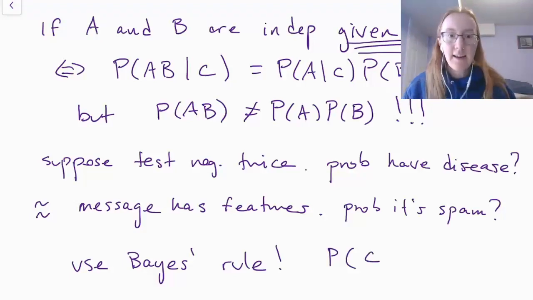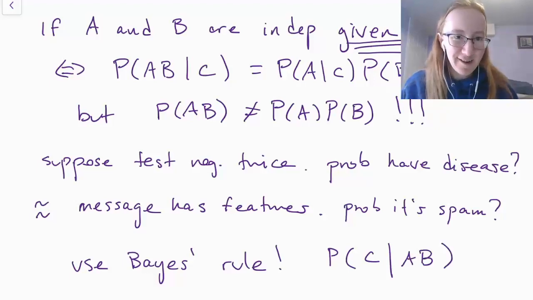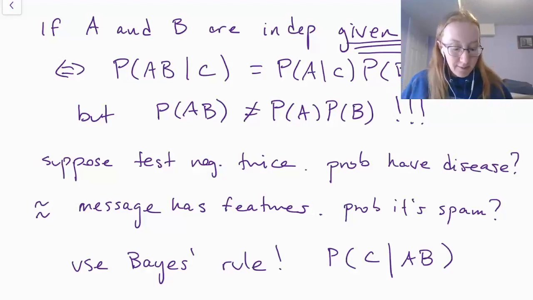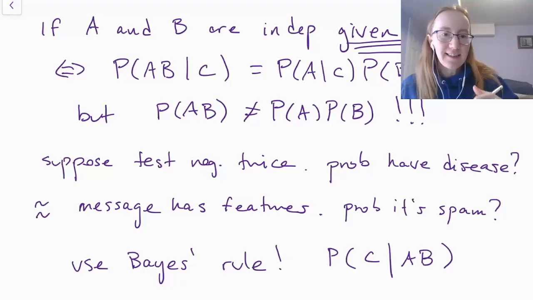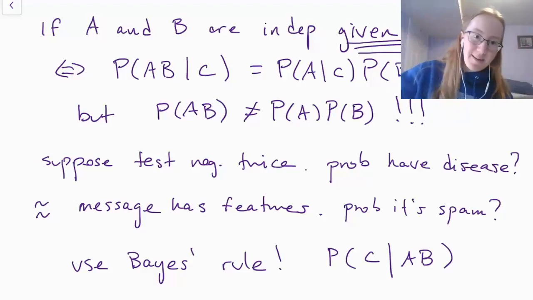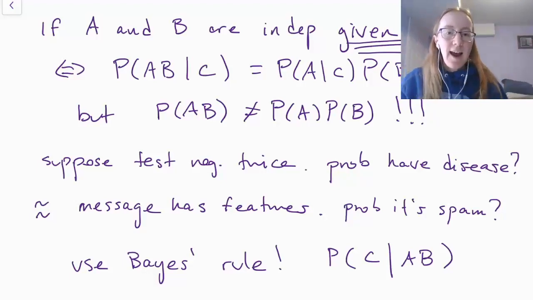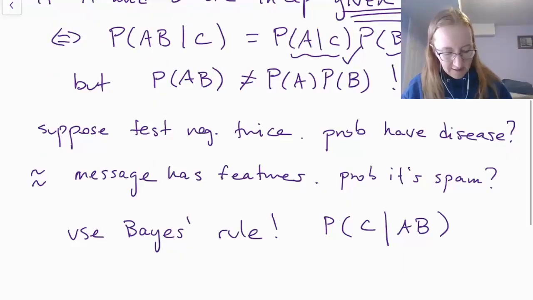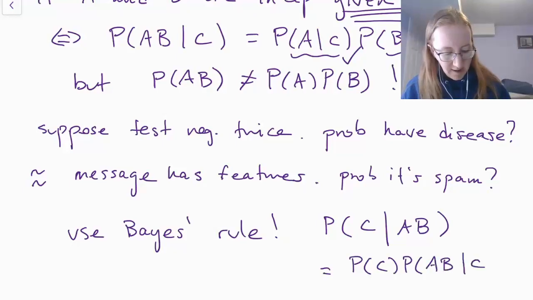So let's say C, given that you tested negative twice, A and B. I'm deliberately not using the same letters that the question uses because I want you to actually think about it yourself. So that's what we're looking for, the probability of having the disease given both of these tests were negative, equivalently the probability of being spam given we had these features, and then you want to use Bayes' rule on that. So here, this is going to be the probability of both, so the probability of C times the probability of AB given C divided by the probability of AB.